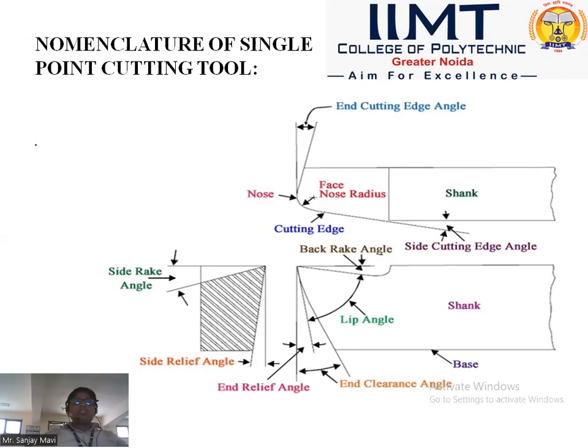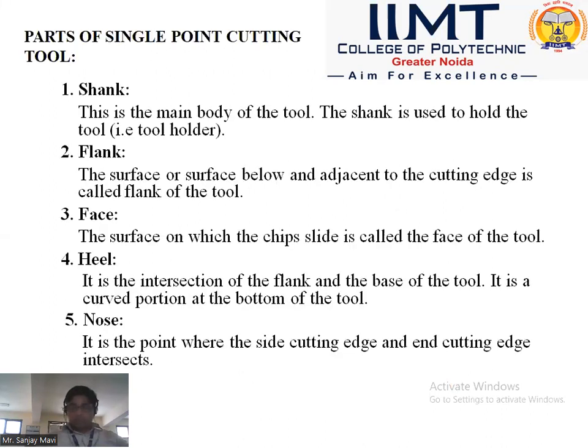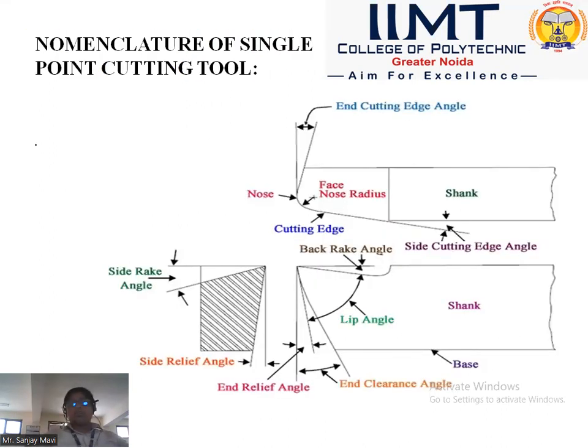Now come to the nomenclature of single point cutting tool. If we talk about the nomenclature of the single point cutting tool, these are basically different types of angles which are associated with the single point cutting tool. This is the orthographic projection of this cutting tool. This is the pictorial view of the single point cutting tool, and on that slide, this is the orthographic projection of that cutting tool.